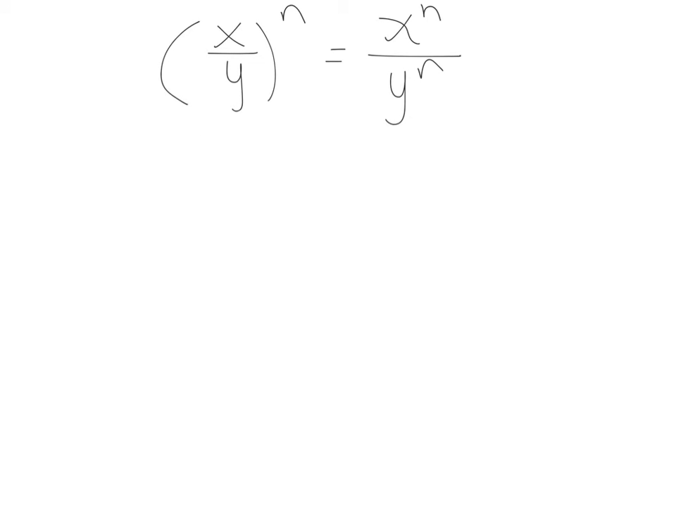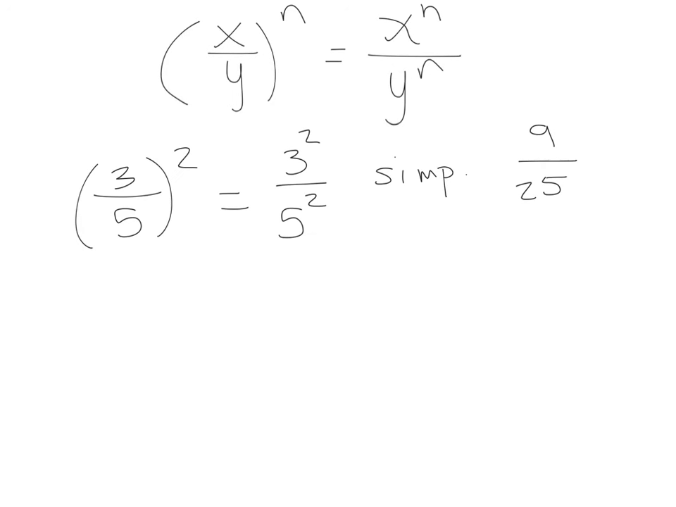When you have a fraction to a power, you can divide that up so that we have the numerator to that power and then the denominator to that same power. 3/5 all to the second power can be split up, so it's 3 squared over 5 squared, which simplifies to 9 over 25. The fraction 9 over 2 squared can break down to 9 squared over 2 squared, which would be 81 over 4.